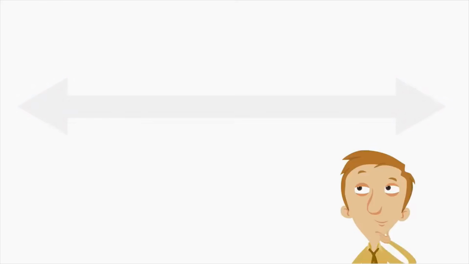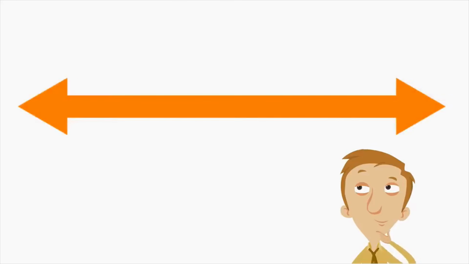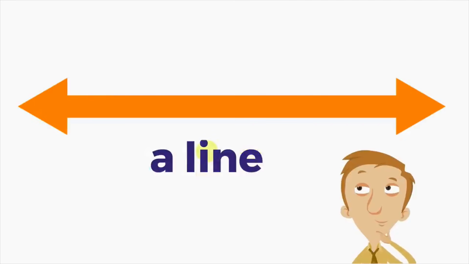Very cool. Here is our last one. What do you see here? What is this? You've got it. A line. Sweet. How do we know it's a line? It has 2 arrows. That's right. This is a line.